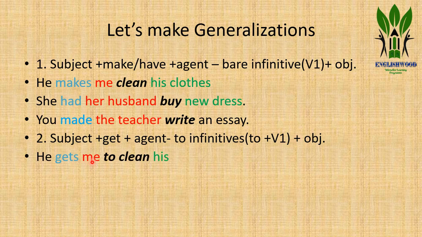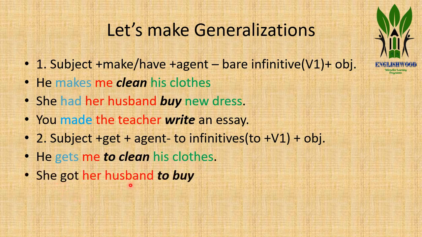Now, look at this one. He gets me to clean his shoes. He is the subject, gets is the causative verb, and me is the agent, and it gives the to-infinitive, to clean, and his shoes is the object. He got her husband to buy a new dress.